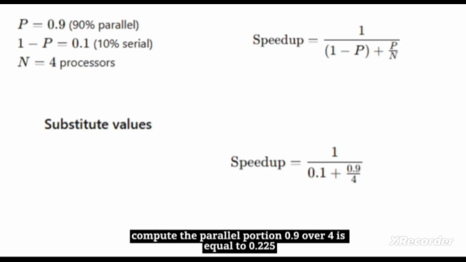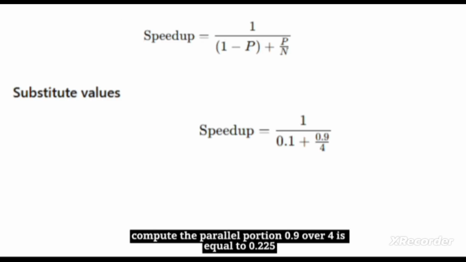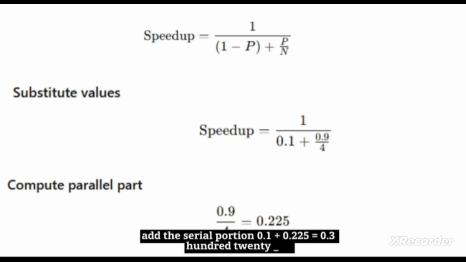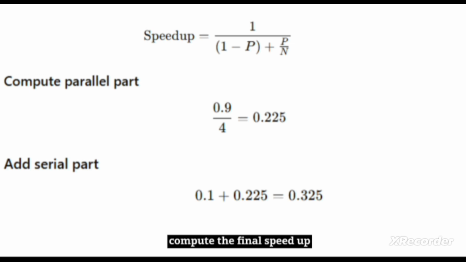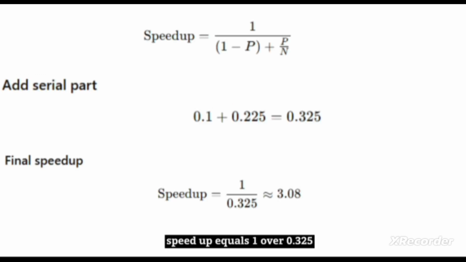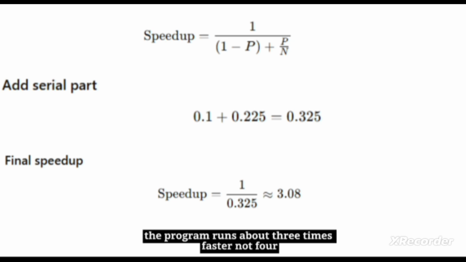Compute the parallel portion. 0.9 over 4 is equal to 0.225. Add the serial portion. 0.1 plus 0.225 equals 0.325. Compute the final speed up. Speed up equals 1 over 0.325. Speed up is approximately 3.08. This means that with 4 processors, the program runs about 3 times faster, not 4.